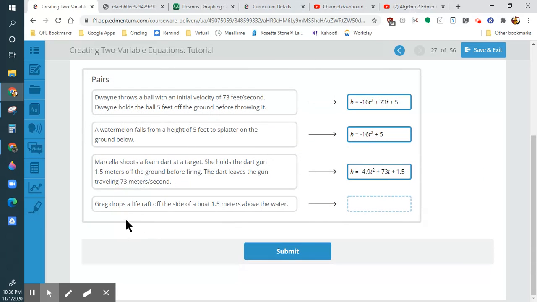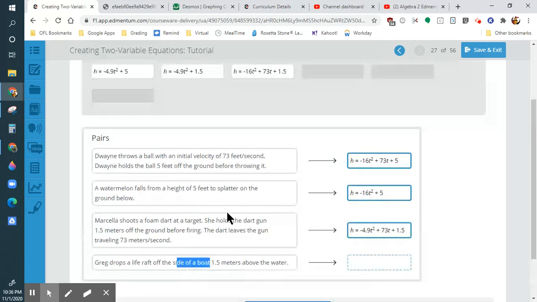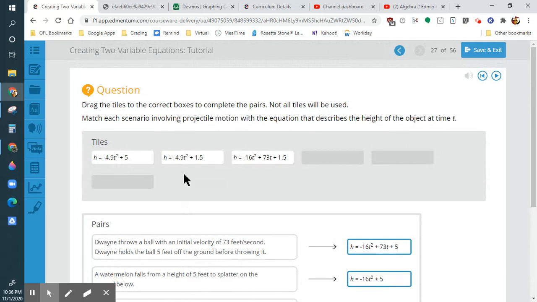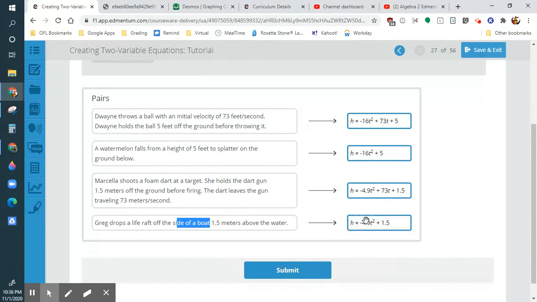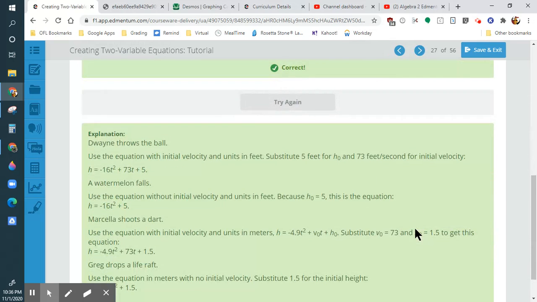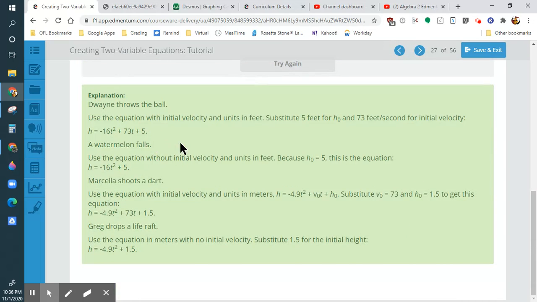Let's take a look at this other one. George drops it from 1.5 meters. No initial velocity, so no B. So it has to be this one because it's 1.5 meters above the water with no initial velocity. And you can always read these if I explain this way too fast.